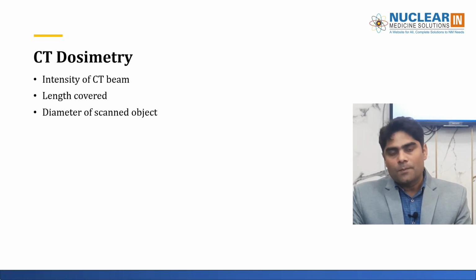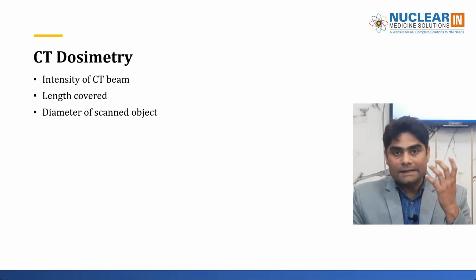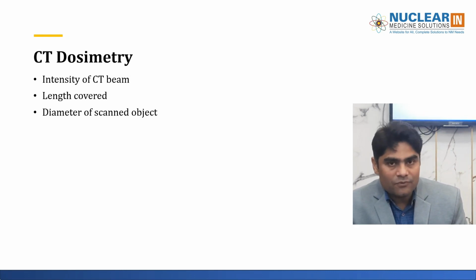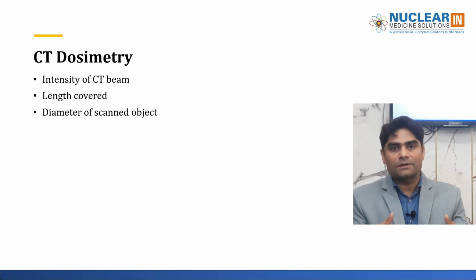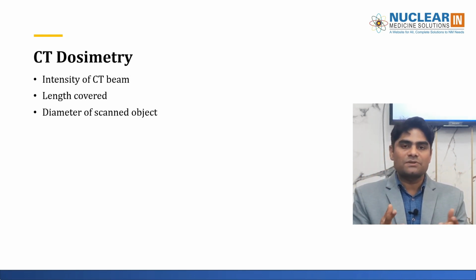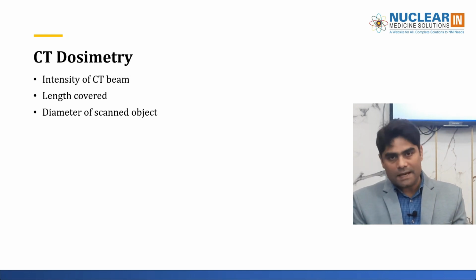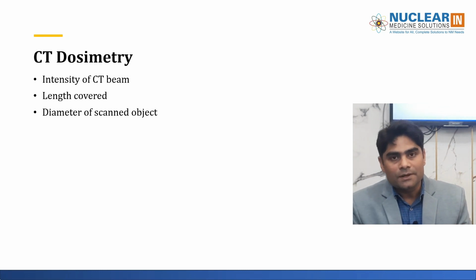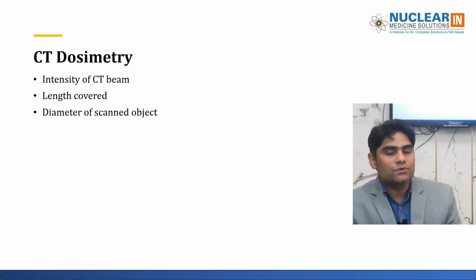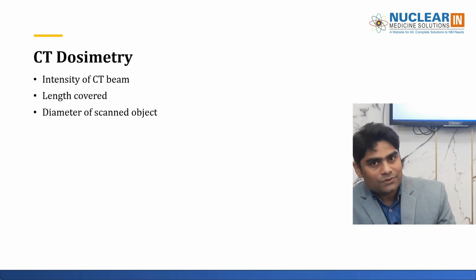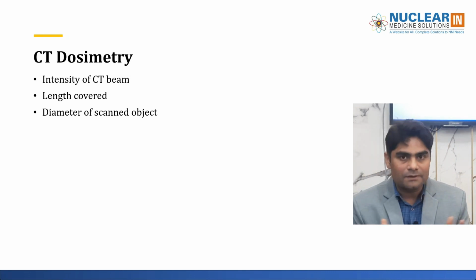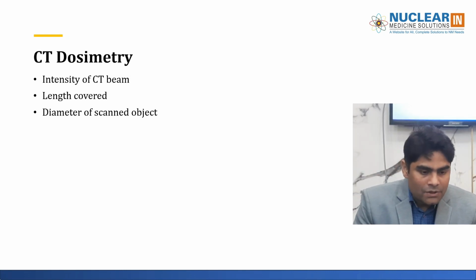Just by common sense, a CT dose depends on the intensity of the CT beam falling onto the patient, the length or area covered by the CT machine for the scan, and the diameter of the scanned object, meaning whether the patient is thin or fat. That matters a lot. The dose can be around 2 to 3 times higher if the patient is thinner, and it can be half if the patient is very heavy or fat.